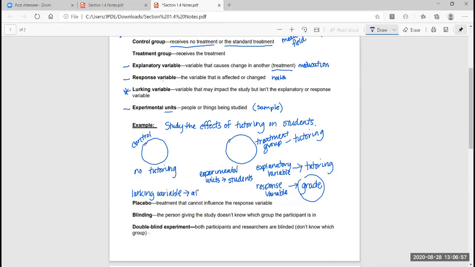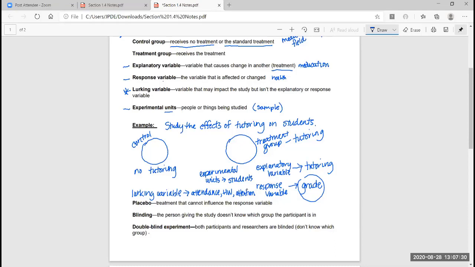Okay, attendance. That's going to affect grade. Homework. That's going to affect grade. What else? We might have just the fact that someone is sitting there with them might be making a difference, not the tutoring per se, but just the attention. Might be kind of a placebo effect. We'll talk about that in a second.